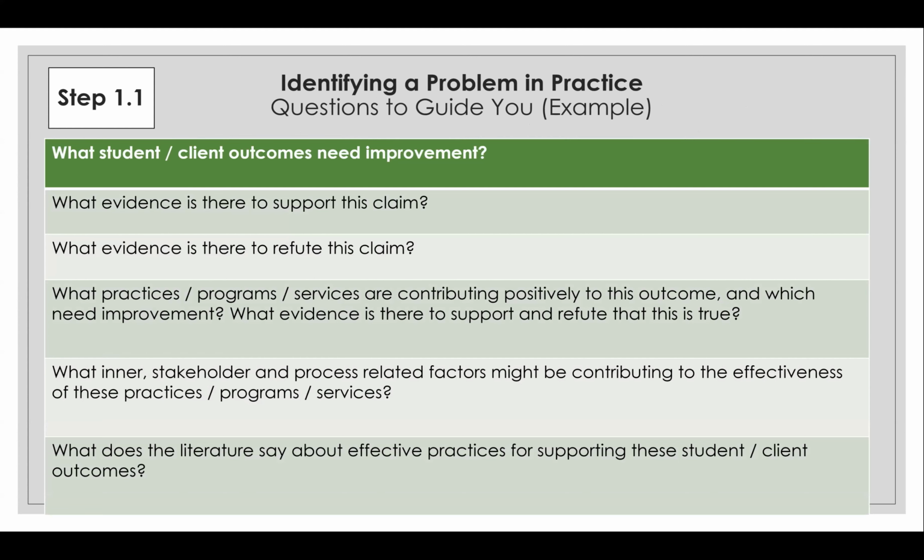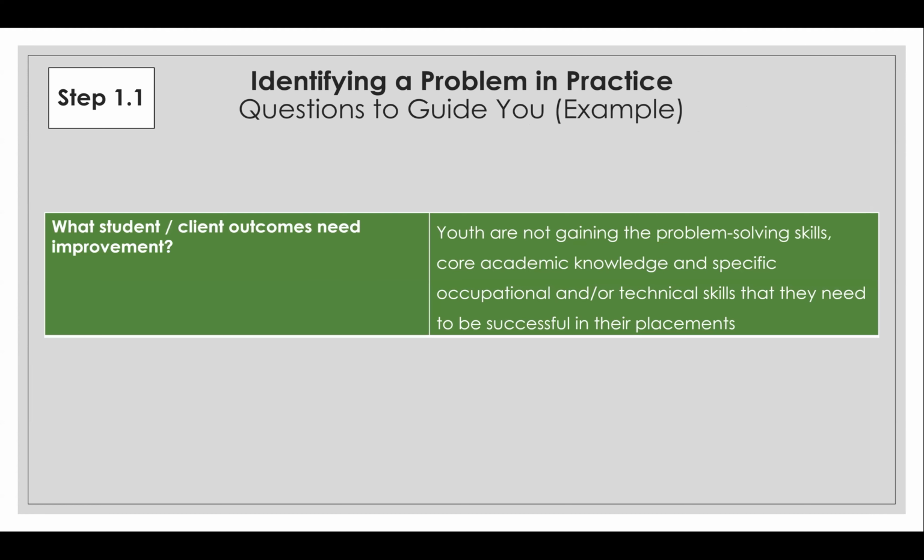So I just want to bring you through, step by step now, identifying a problem in practice. This models exactly what you have in your 2.1 organizer, which is where you will do this work this week. So let's start off with: what is the student or client outcome that needs improvement? I'll give an example here. Youth are not gaining the problem solving, core academic knowledge, and specific occupational or technical skills that they need to be successful in their work placements. That's my outcome.